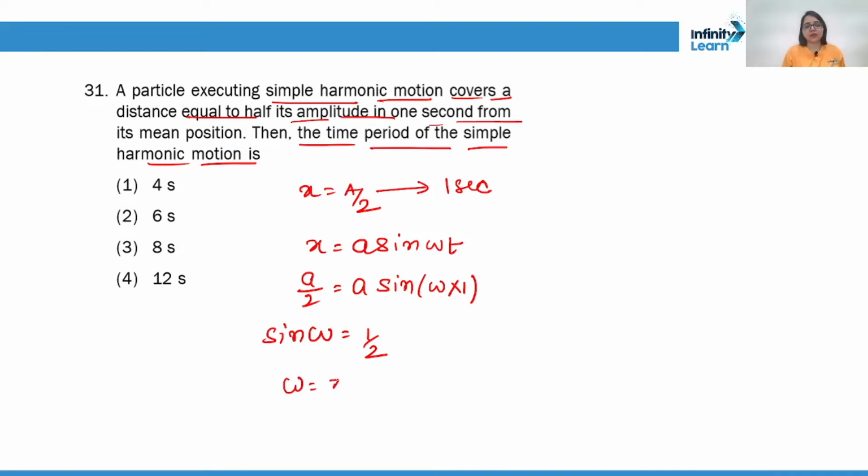So omega is pi by 6, which is equal to 2 pi by T. So from this equation, you can find time period as 12 seconds. So correct answer is option 4, which is 12 seconds.